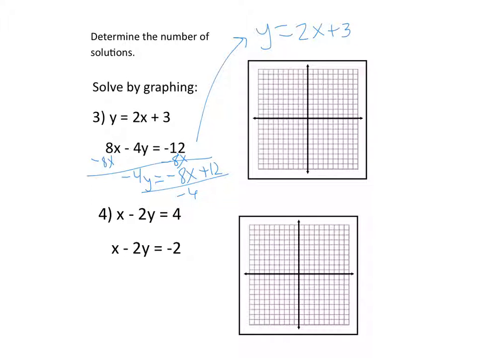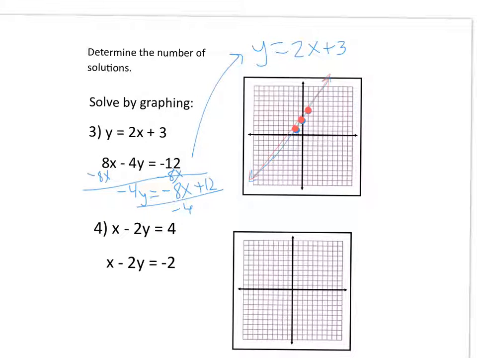So I know that I have the same equation, y equals 2x plus 3 and y equals 2x plus 3. I still want to solve by graphing right now, so I'm just going to graph over at the right to prove my answer. Since the two are the same line, we have infinitely many solutions.